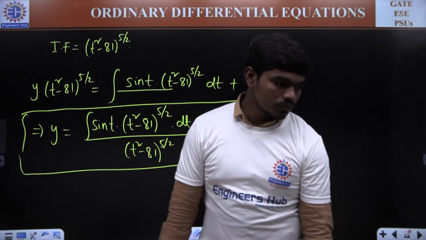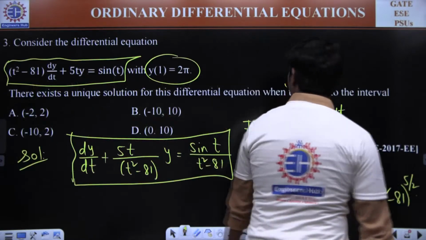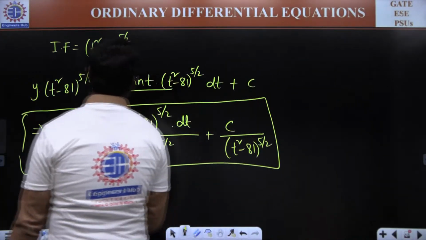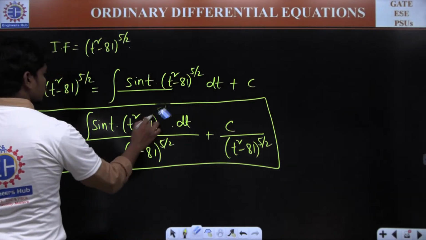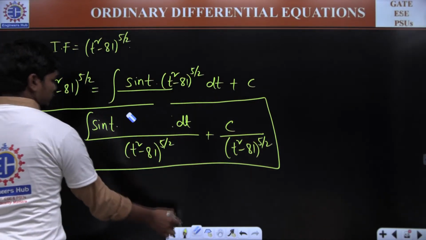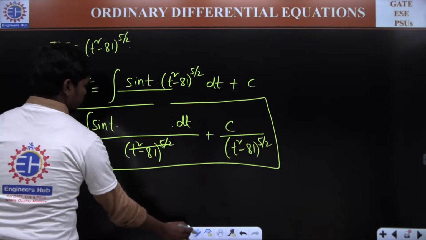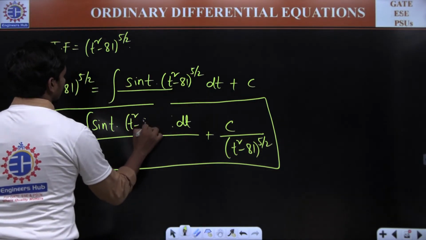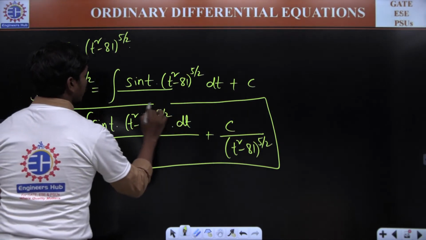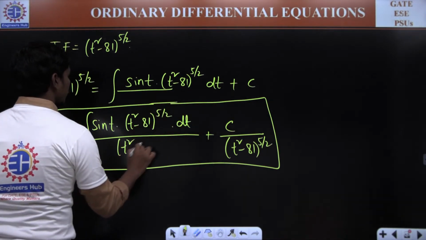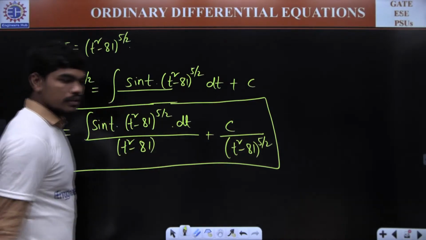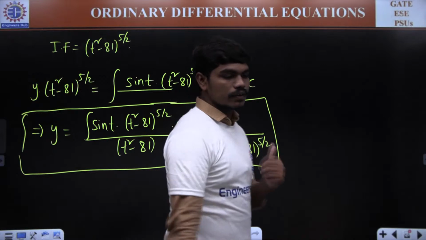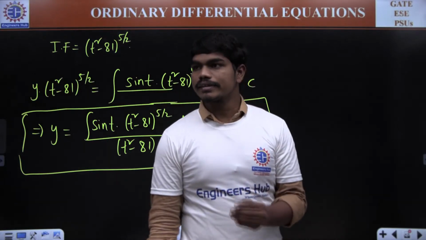Value of Q. I think Q is sin t divided by (t² − 81), so 1/(t² − 81) is also there. So, yeah. This is (t² − 81)^(5/2), of course, and this is (t² − 81). Correct? This is sin t/(t² − 81) into (t² − 81)^(5/2). Correct? Now tell me one thing.